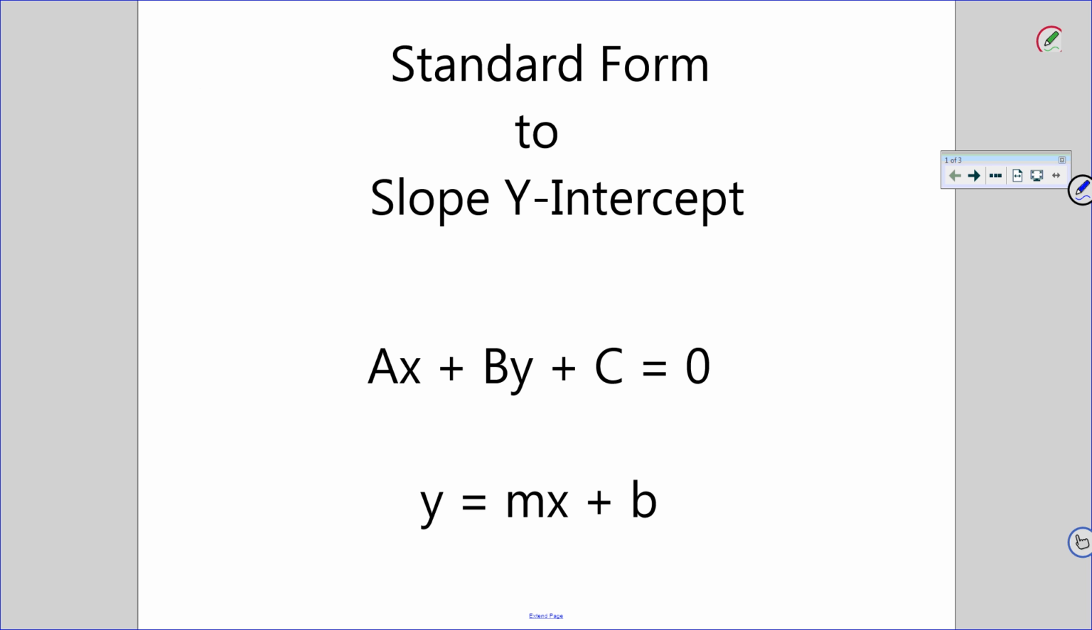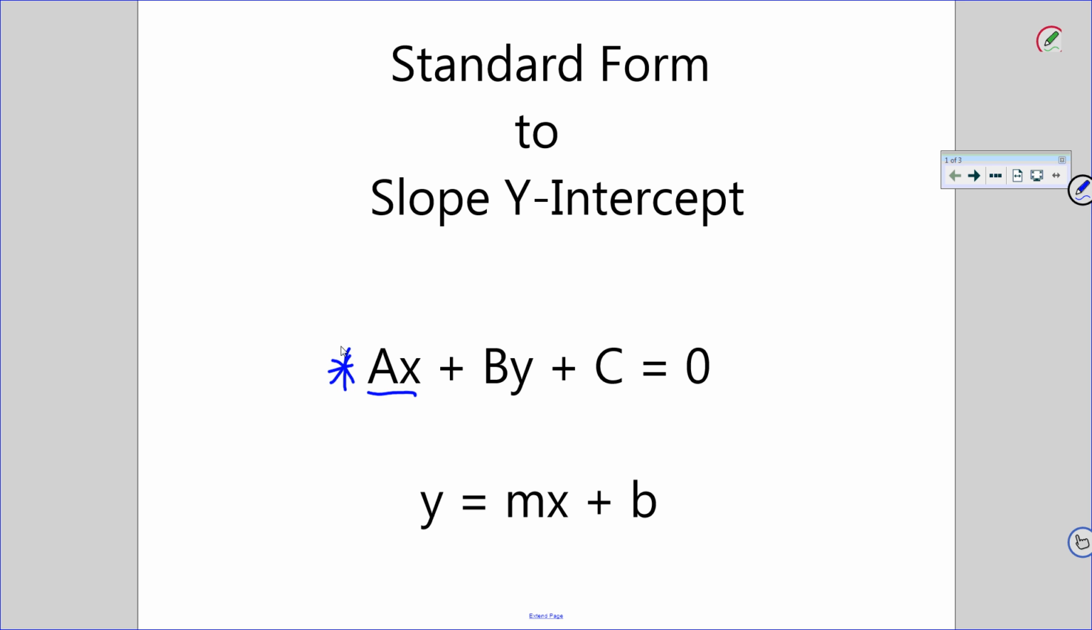So this first piece here, that is standard form. Standard form means that your first term, ax, should always be positive, should not have a fraction, and you're always going to set your equation equal to 0. So ax means any number can be in front of x, plus by, any number can be in front of y, plus c, which is your constant on its own.